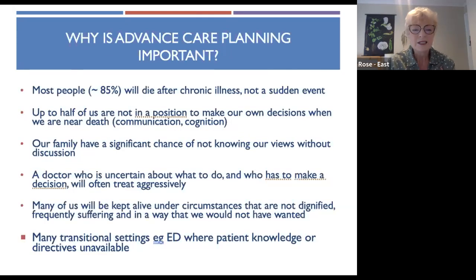So why is it important? We know that most people will die after a chronic illness and not a sudden event. And yet we never expect these things to happen. You often hear stories about 93-year-olds saying, oh, I always thought we had more time, or the children of 93-year-olds saying, oh, never expected it. That's part of the culture we live in, and this is why advanced care planning is important, because we otherwise don't get a chance to talk about it much.